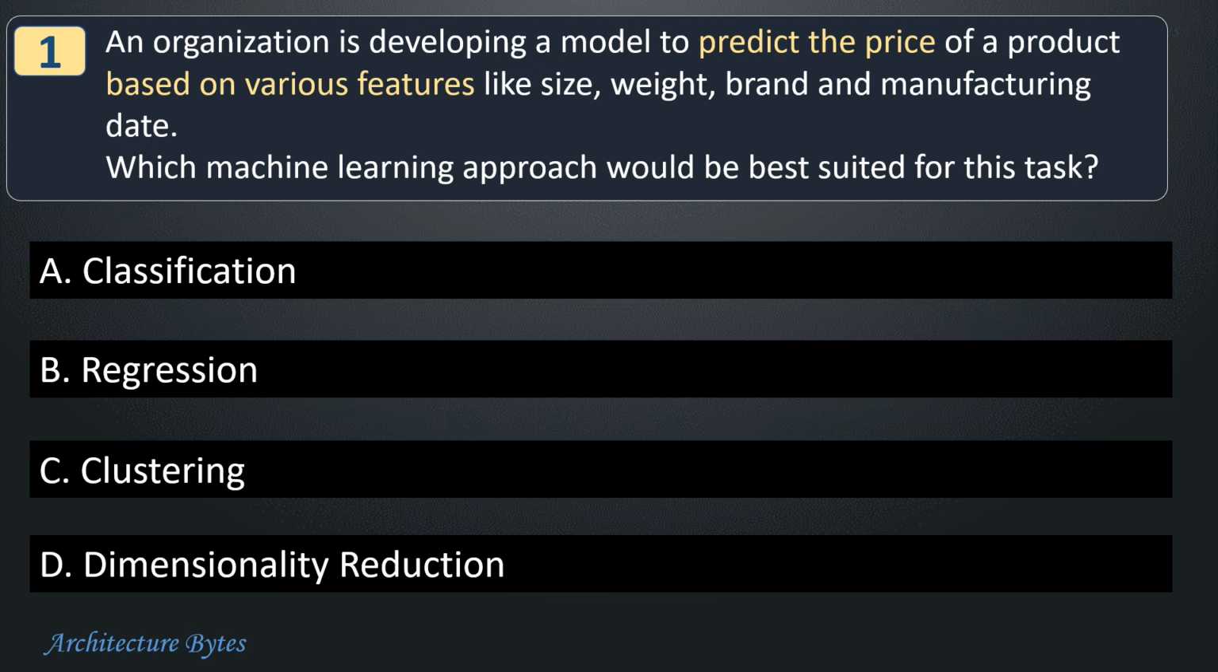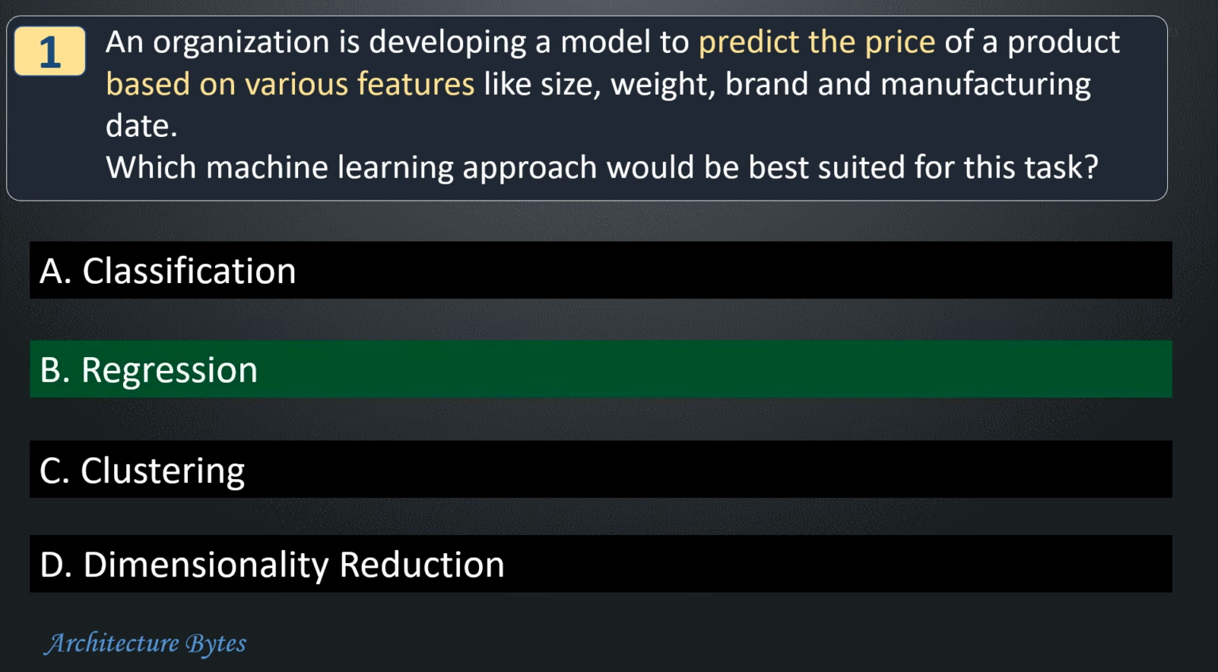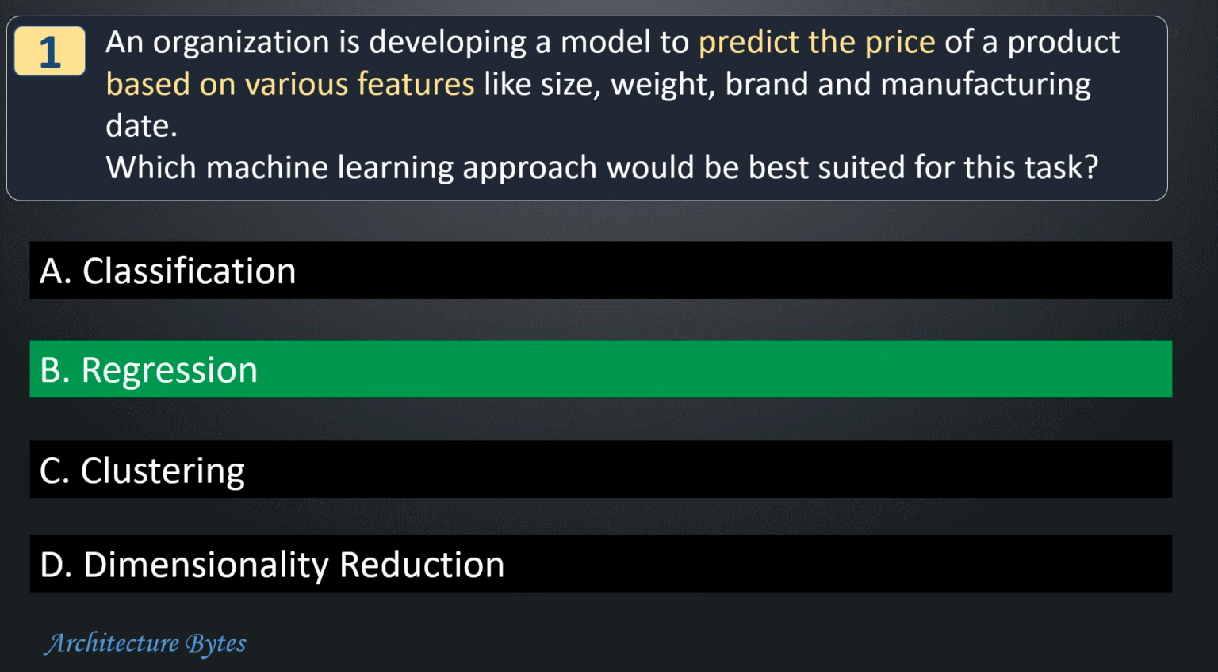An organization is developing a model to predict the price of a product based on various features like size, weight, brand, and manufacturing date. Which machine learning approach would be best suited for this task? Our options are classification, regression, clustering, and dimensionality reduction. Option B, regression, is the right answer here.